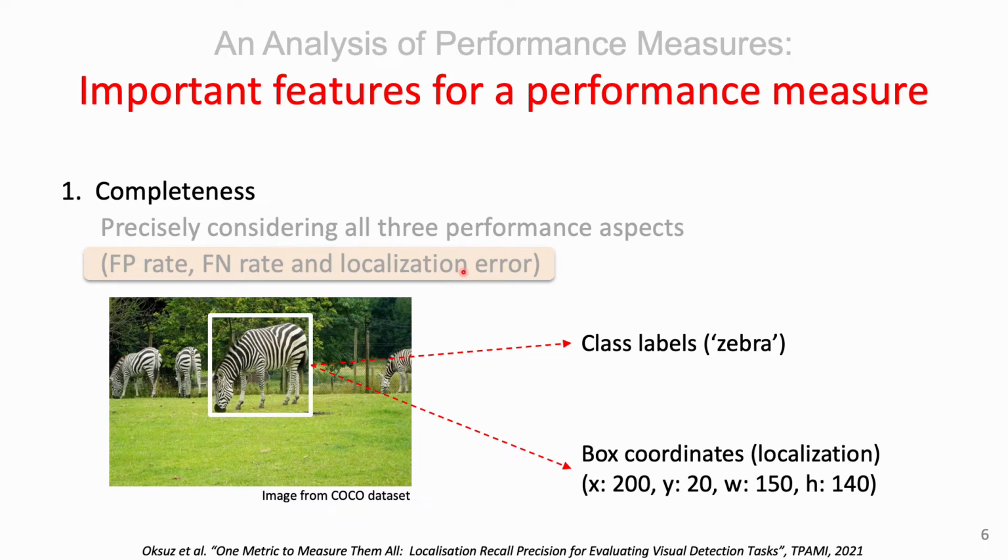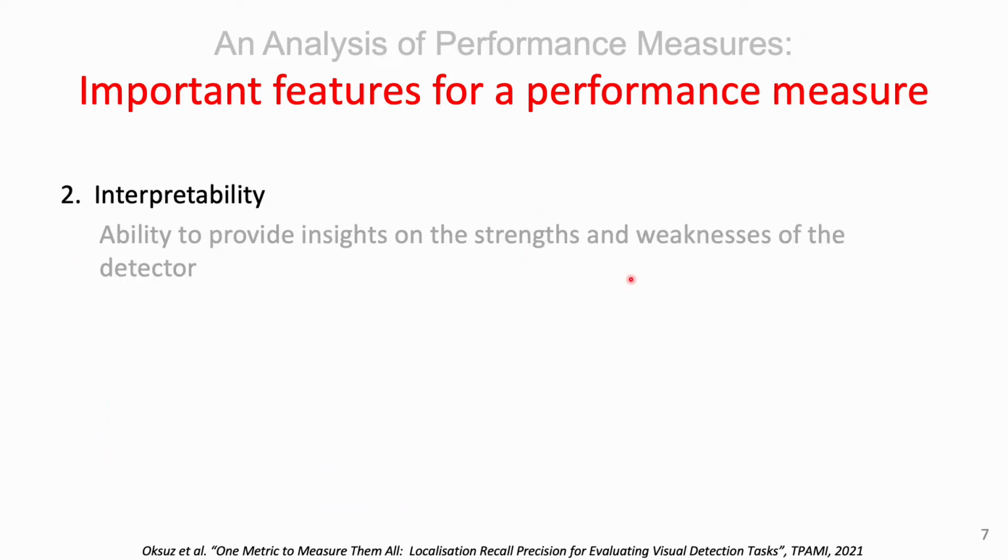If a measure is not evaluating any of these quantities, then it is not completely quantifying all aspects of the detection problem, as it is missing at least one aspect. And we will call such a measure incomplete. The second important feature is interpretability. We would call a measure interpretable if it provides insights on the strengths and weaknesses of the detector.